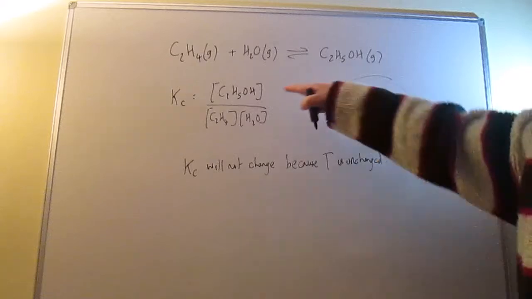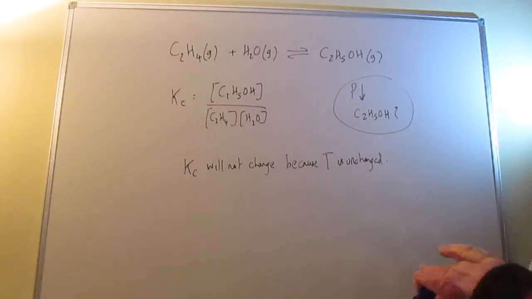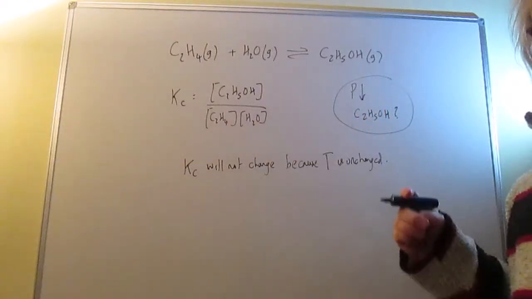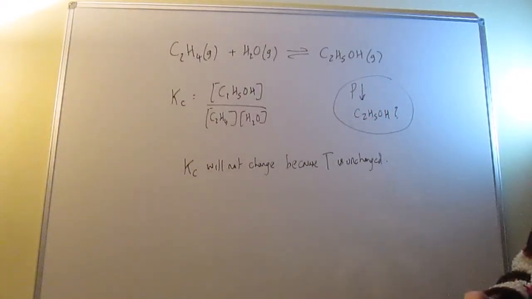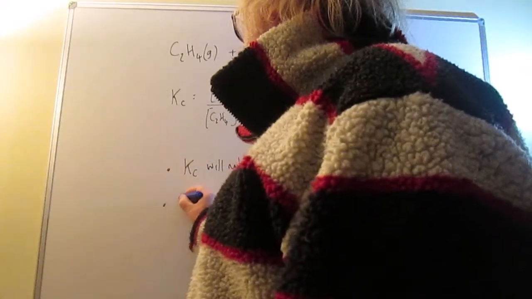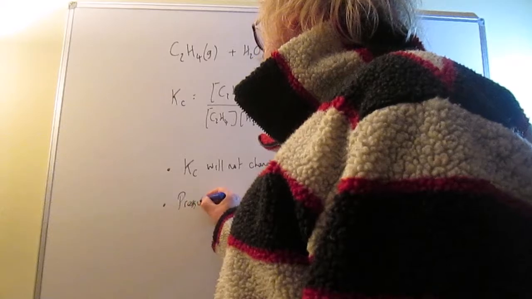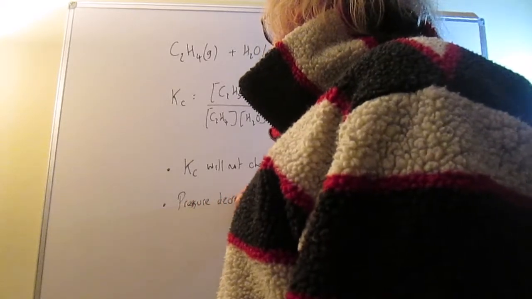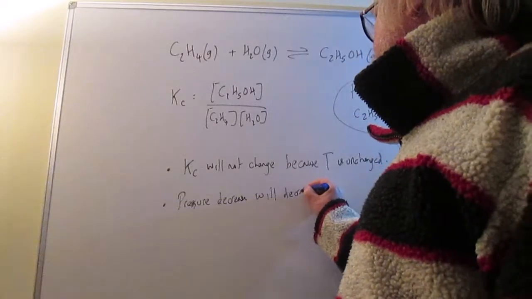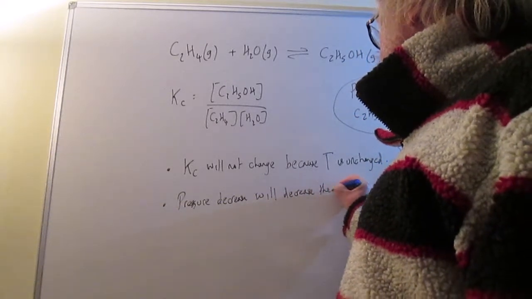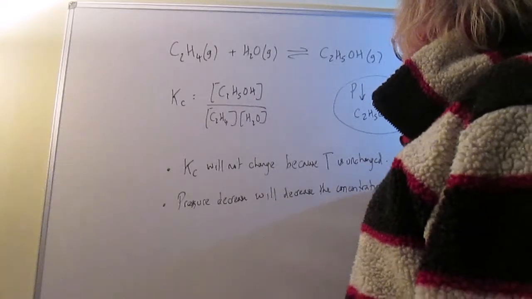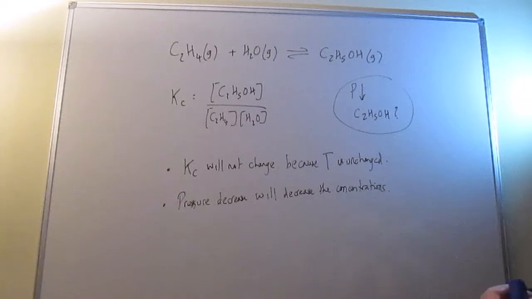And then you say, right, okay, what's going to happen to these concentrations? Well, in general terms, you know that if you decrease the pressure, it means the particles become more spread out. In other words, the concentrations decrease. So that's the next thing to say, that the pressure decrease will decrease the concentrations. Okay, so you've got to be clear about that, but a simple picture of the molecules makes you realise that's going to be true.